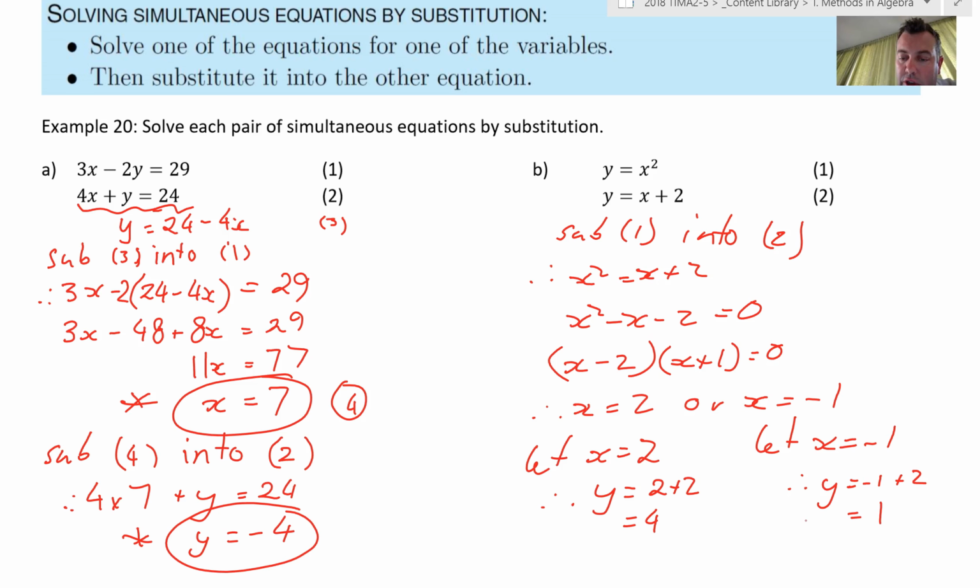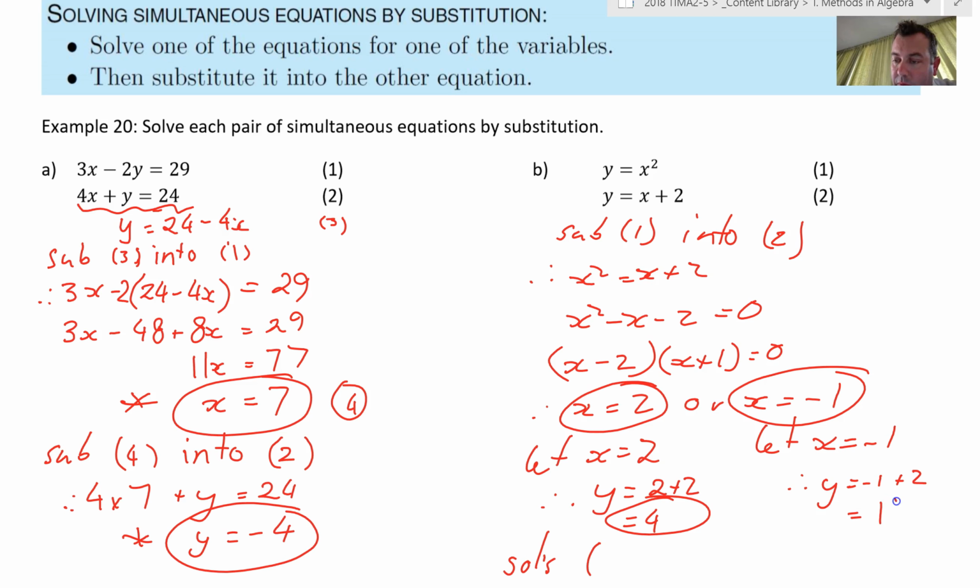Right, so my solutions are, best to do it this time very explicitly. So my solution is at 2, 4, and, or it doesn't really matter, negative 1, 1.